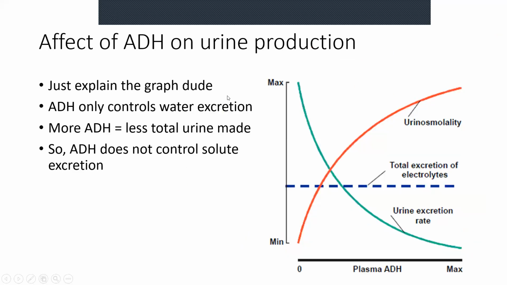So here's the effect of ADH on urine production. ADH, like we said before, only controls the reabsorption and excretion of water. And so what you're going to notice is that if you have more ADH, you're going to absorb more water, and so less urine passes. What this means is that the solutes, so stuff like sodium and chloride, aren't under the control of ADH at all. Now, normally, what does control them is a different hormone, like aldosterone.